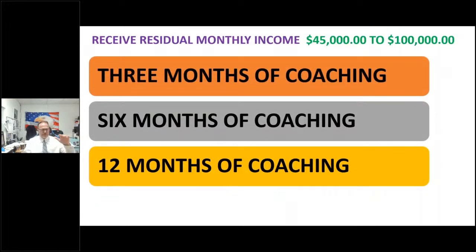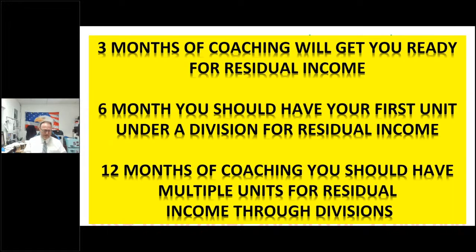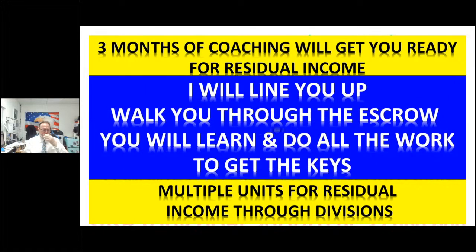So if we do the 3 months, line you up, 6 months, get your first location, 12 months should be a multiple location situation, as long as you do what you're told to do. You should have a goal that's $5 million, by the way. What I just said is right in front of you. This is where you're going to work your tail off. I'll hold your hand getting through the escrow as you get your first piece.